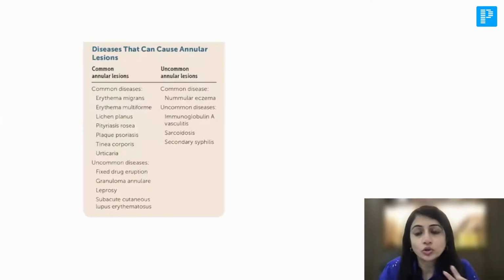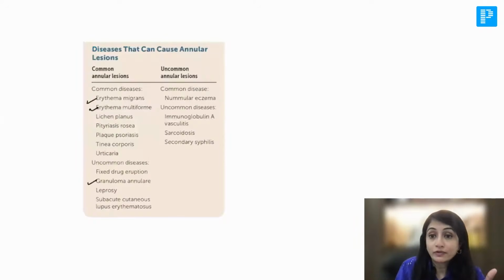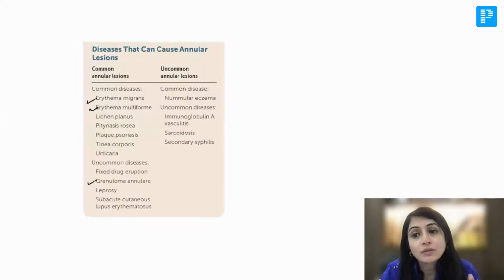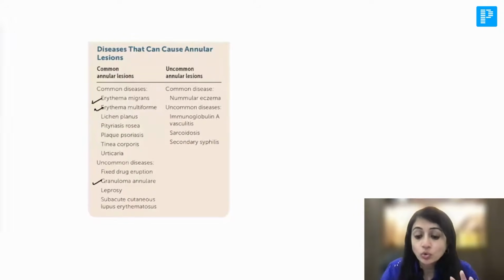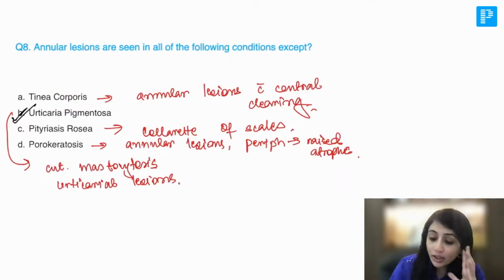So quickly, here are the diseases that can cause annular lesions. You do not need to know the whole table. I'll just tell you the important ones. There are a lot of annular erythemas, named as annular erythema, which present with annular erythematous lesions. So erythema migrans, erythema multiforme, then even granuloma annulare, we've discussed, can present with annular lesions. Urticaria sometimes can present with annular lesions, but urticaria pigmentosa does not. So again, this table, I would not say that you have to know everything. No tinea corporis, no pityriasis rosea. Okay, then a few others.